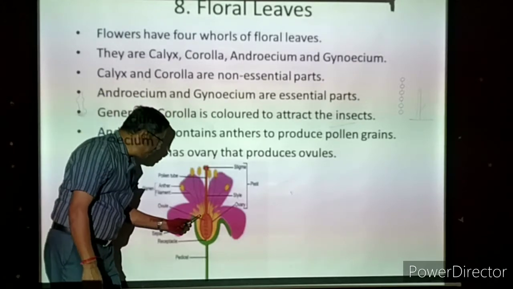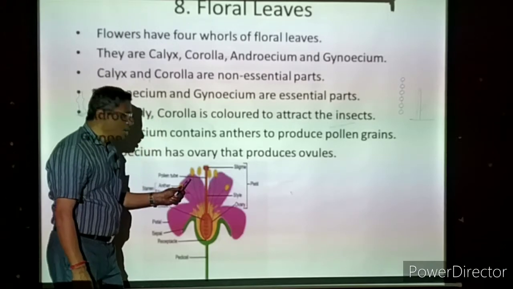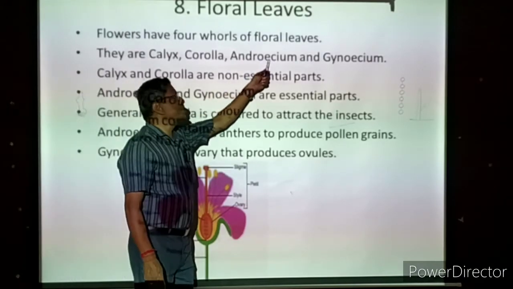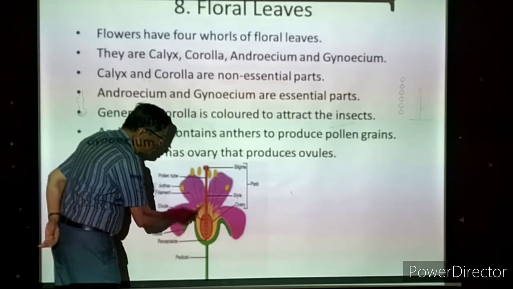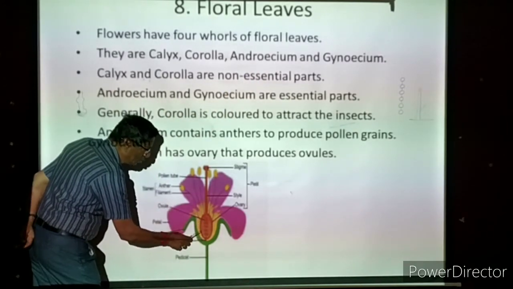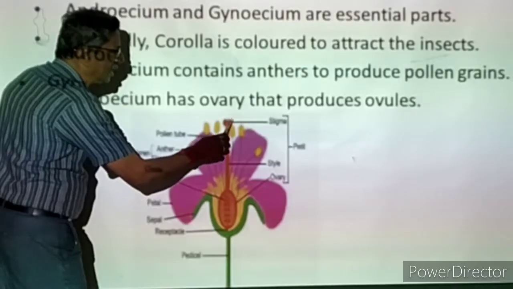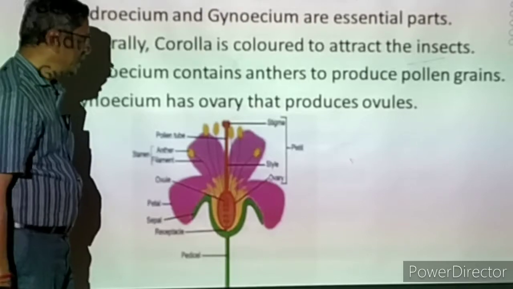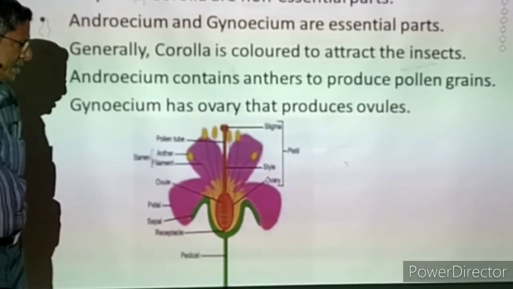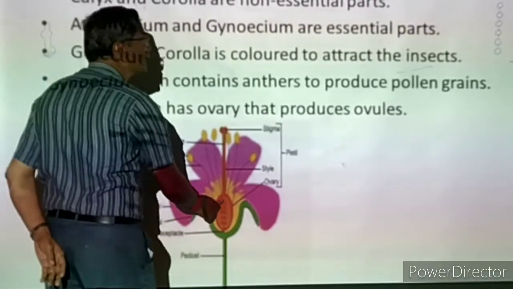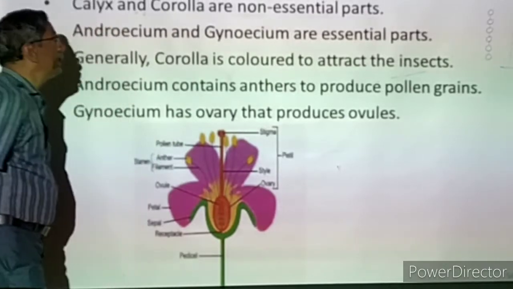Next there are a number of long filaments with yellow bag-like structures. Together they form the androecium, the male reproductive part of the flower. Then at the center of the flower, one bulging portion is there, that is called the ovary. A long tube is there, called a style. And the next one is a stigma. The entire region is called a pistil. Pistil is also called a gynoecium. It is the female reproductive part.